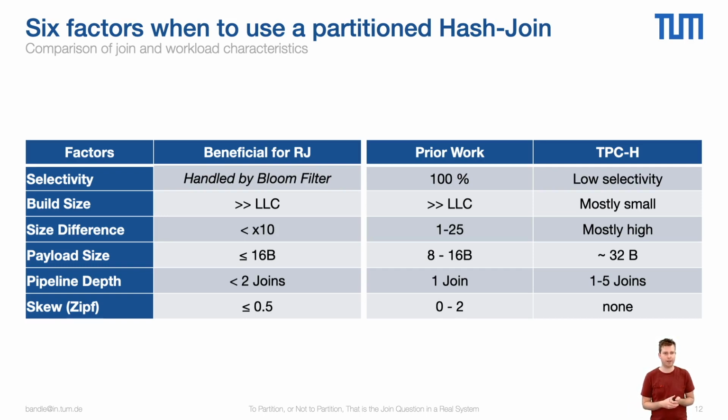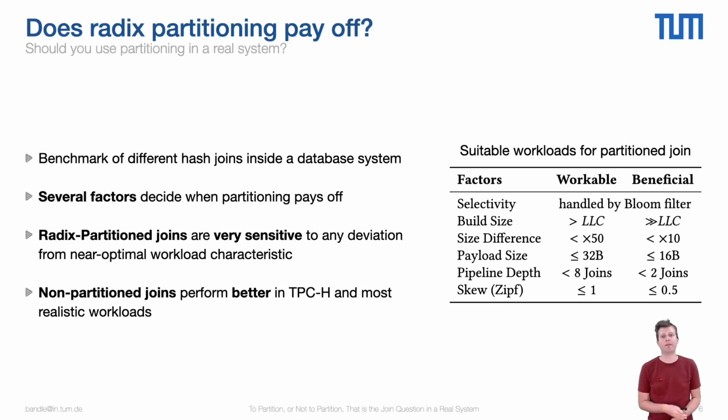IMDb movie data set. In summary, we identified 6 factors that influence the radix join's performance by measuring and comparing within a database system. We handle the selectivity by adding the Bloom filter, and we talked about build size and payload size. In the paper, you find more information about how and why size difference, pipeline length, and skew influence the performance as well. In general, partitioning is very sensitive to deviations from the beneficial workload characteristics, so the expected speedup is far lower than micro benchmarks could conclude, since they fail to represent the real world.